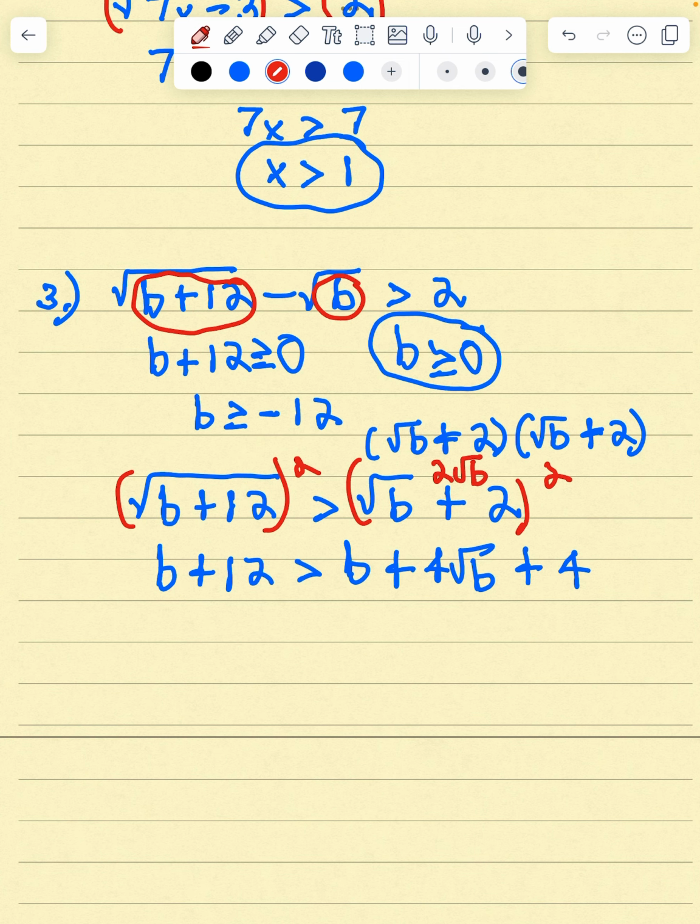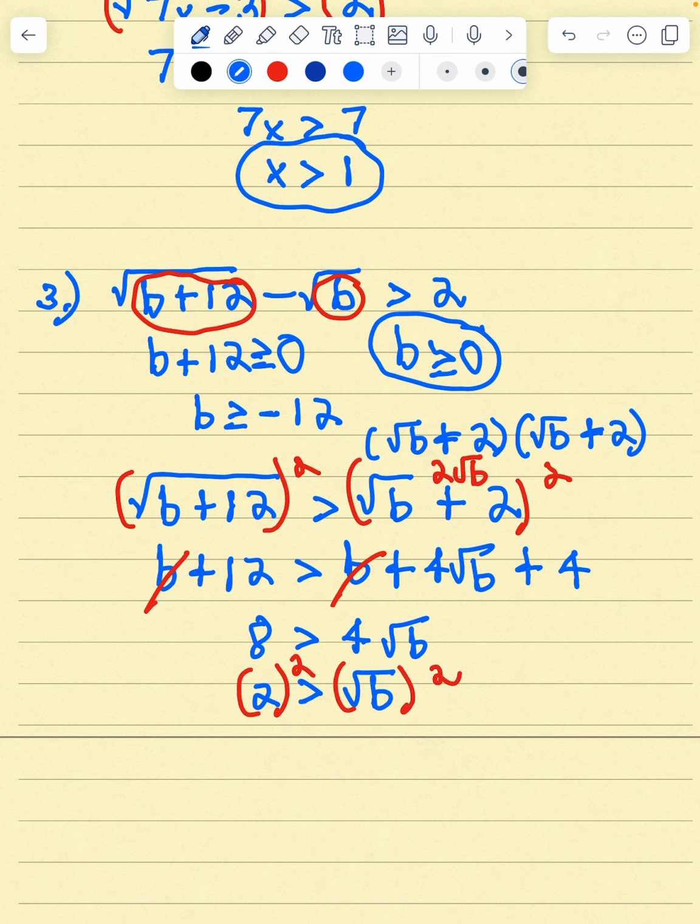And of course, we learned yesterday, we've got to isolate our second radical now. And I canceled the b's, subtract 4 from both sides. I get 8 is greater than 4 times the square root of b. Divide both sides by 4. Get 2 greater than the square root of b. Square both sides. And that gives me 4 is greater than b, which is the same as saying b is less than 4.